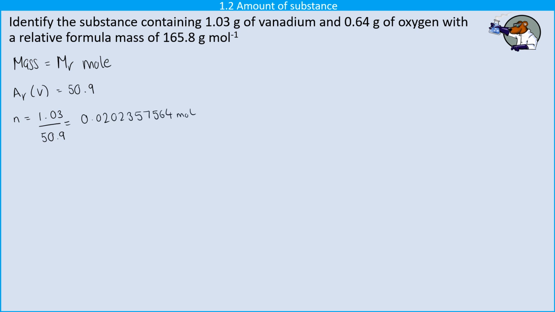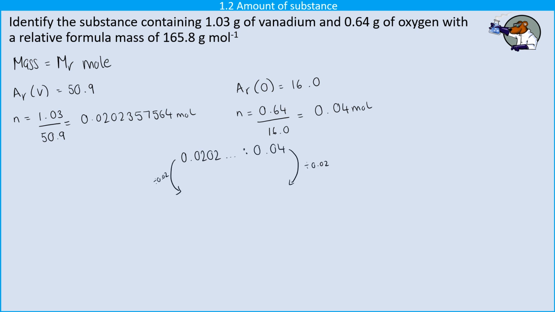So I have this horrible number of moles of vanadium, and then oxygen, of course, has a relative atomic mass of 16, and I can do the same thing here to get a number of moles of 0.04. Now, empirical formula, as you know, is the simplest whole number ratio of atoms of each element in the compound. So I need to turn these two into a ratio. And now I need to simplify this to make my simplest whole number ratio.